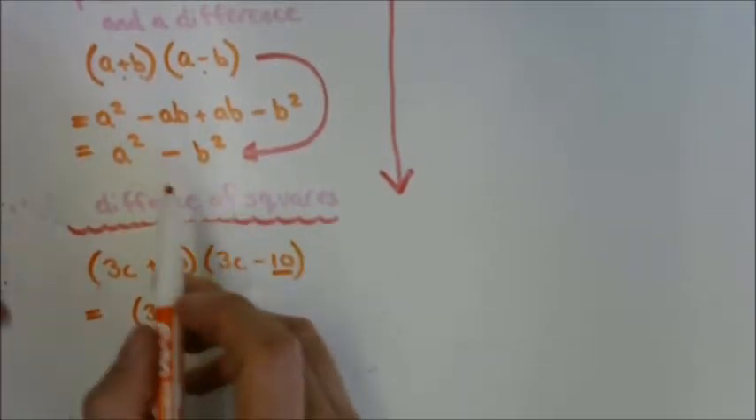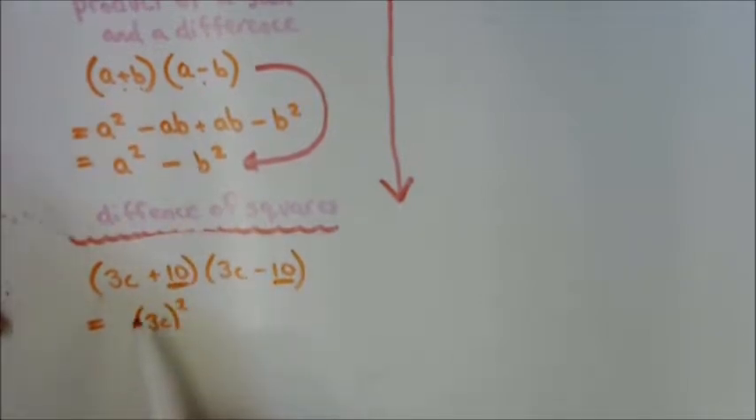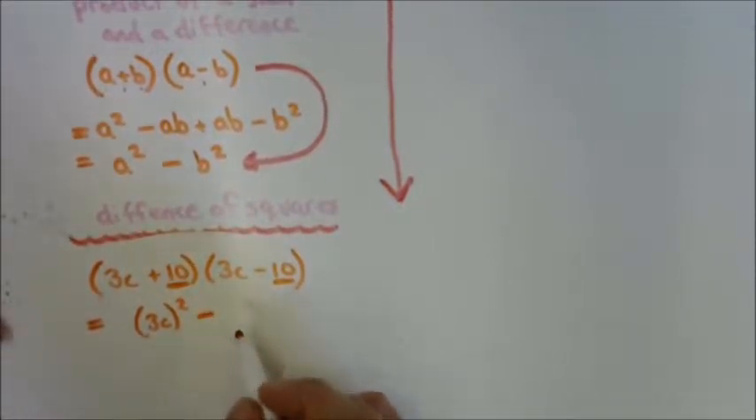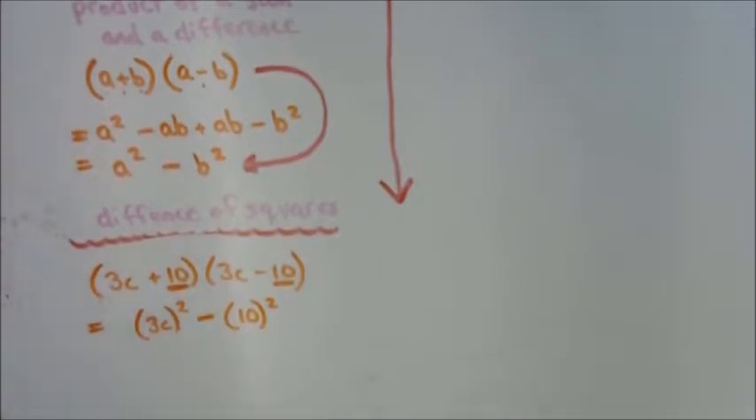Just identify B. A plus B and A minus B: 3c plus 10, 3c minus 10. It's just 10. B is 10. I didn't say that. B is 10. We have a minus sign in front, so we've got 10 squared. Can you see how this is A squared minus B squared?